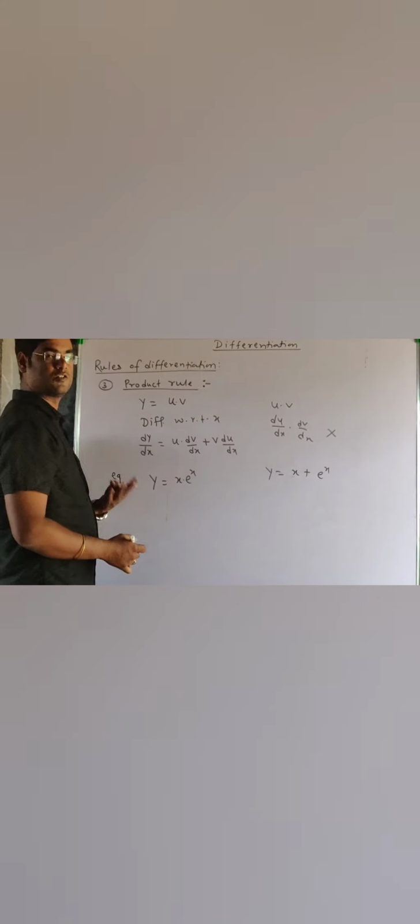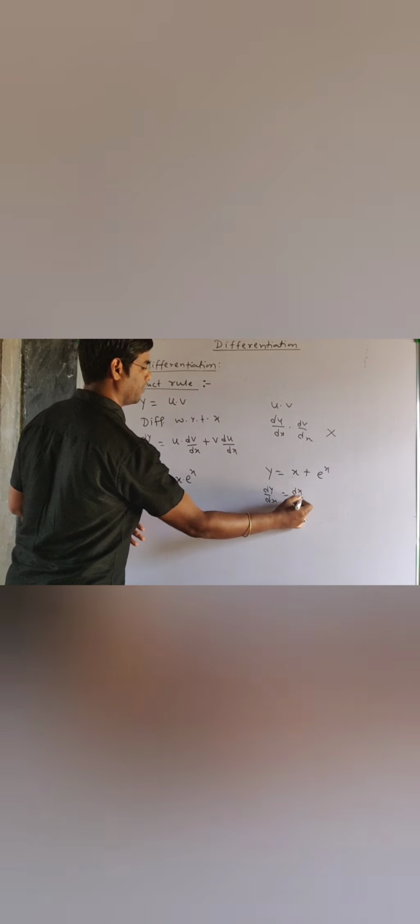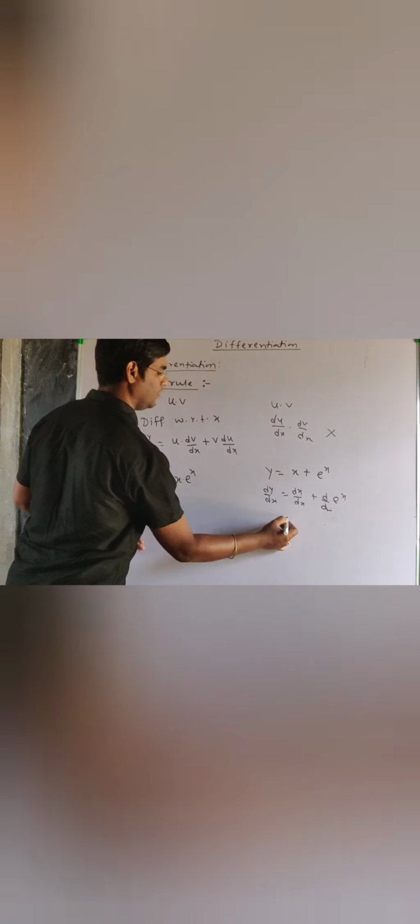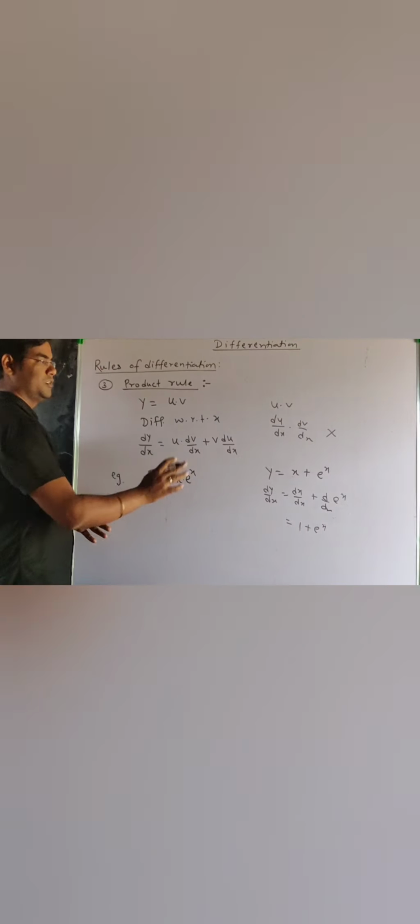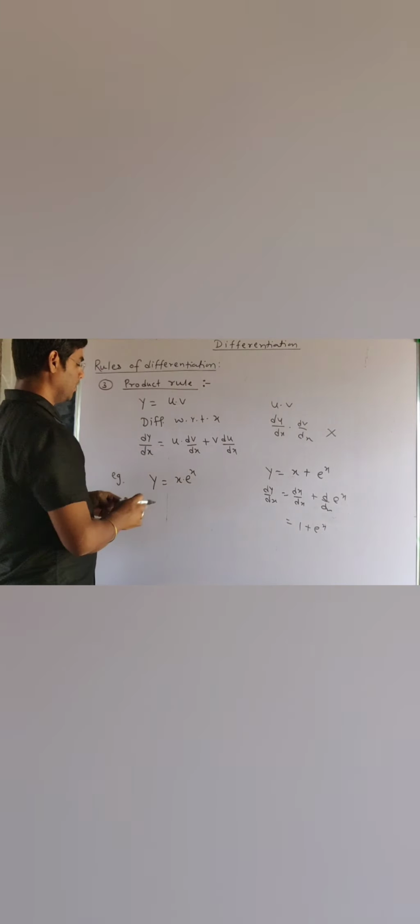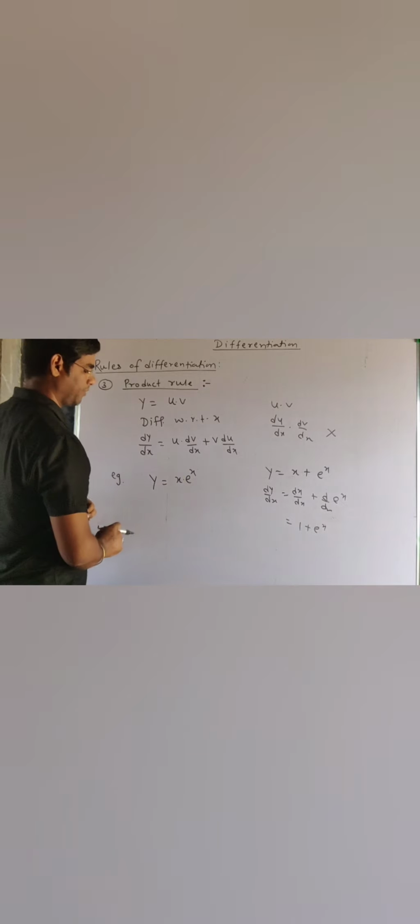For example, x plus e raised to x or x minus e raised to x, then directly we can differentiate this as derivative of x plus derivative of e raised to x. Derivative of x is 1 and derivative of e raised to x is what? e raised to x. So this is the answer for x plus e raised to x. But here x into e raised to x is there. Instead of plus or minus, we have a multiplication sign.